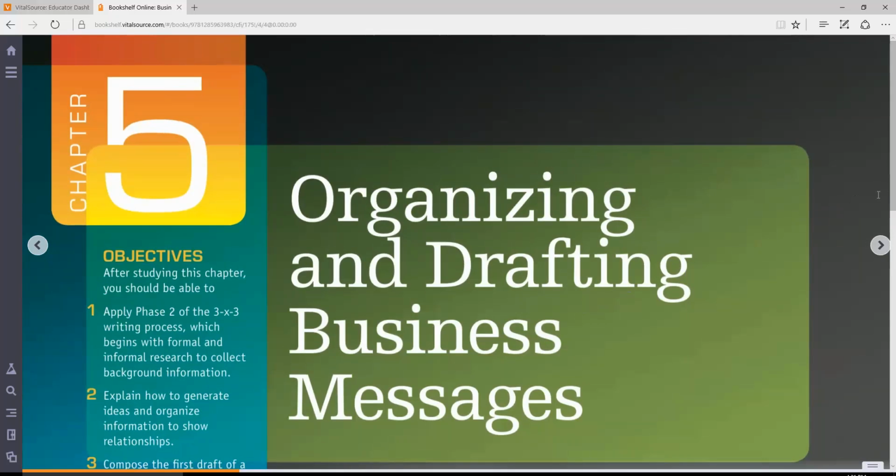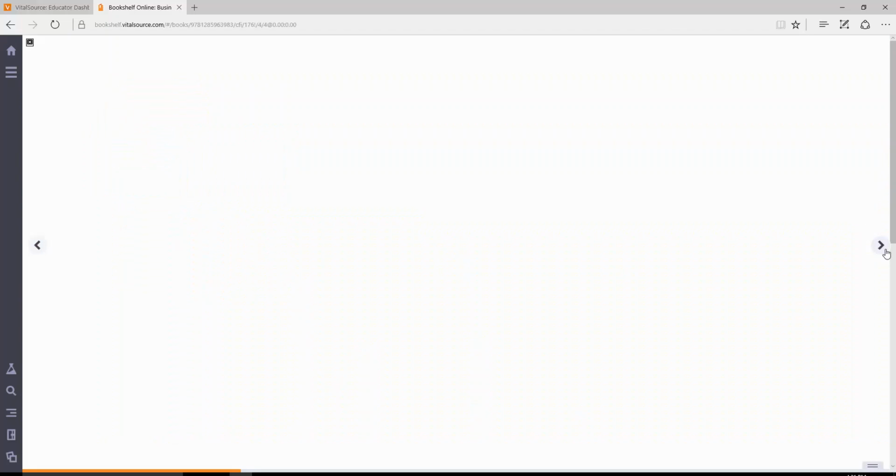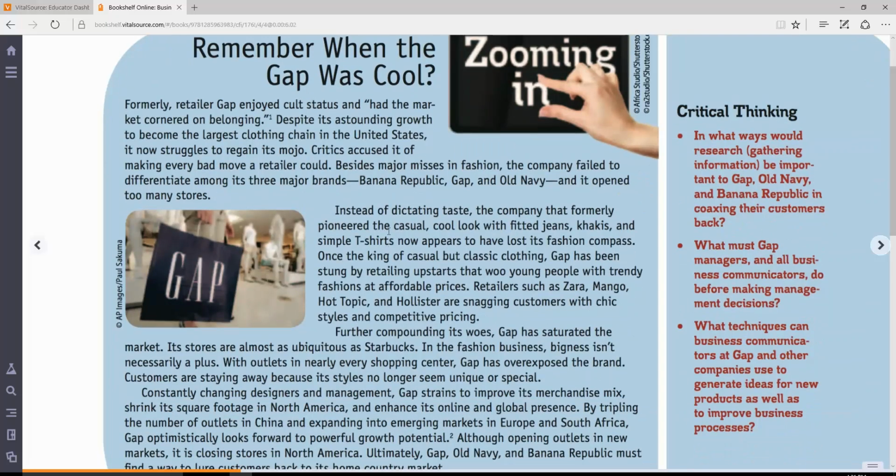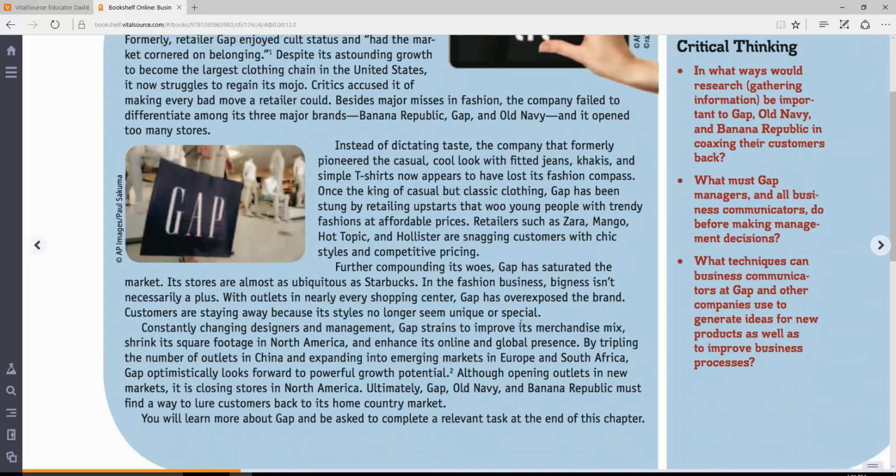All right, this first opening is about Gap, and remembering Gap is cool, so constantly changing designers and management. So this would probably be interesting information to read, and it's about writing, of course.